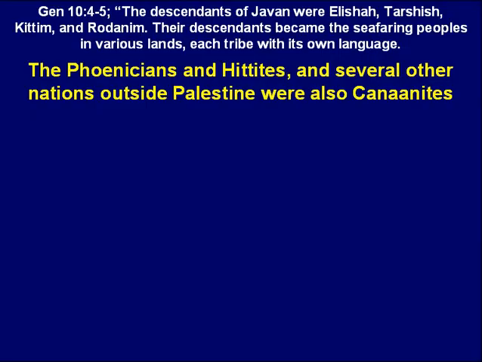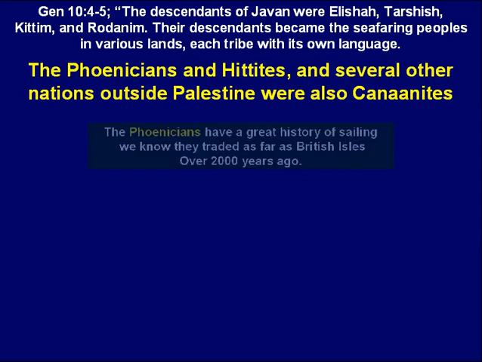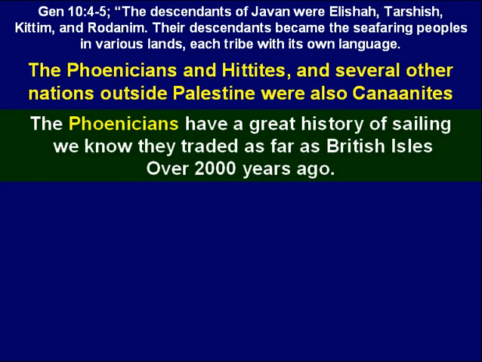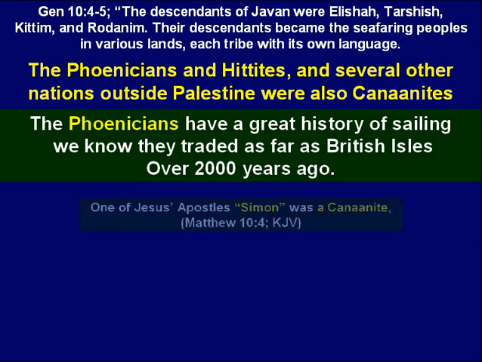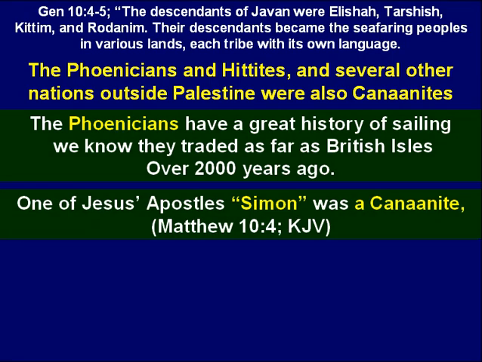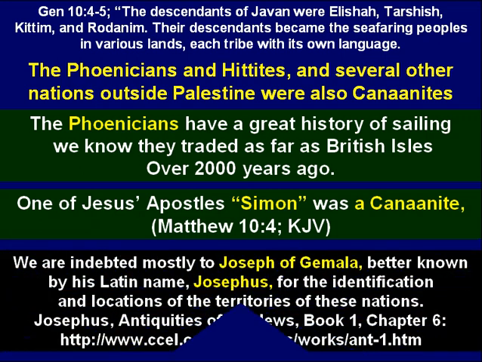The Phoenicians and Hittites and several other nations outside Palestine were also Canaanites. The Phoenicians have a great history of sailing. We know they traded as far as the British Isles over 2,000 years ago. One of Jesus' apostles, Simon, was a Canaanite. We're indebted mostly to Joseph of Gamala, better known by his Latin name Josephus, for the identification and locations of the territories of these nations.